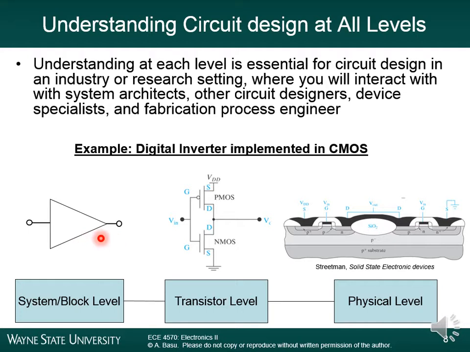What does a digital inverter do? That's right. If you have a high voltage input, it gives a low voltage output. If you have a low voltage input, it gives a high voltage output. This is what it looks like at the block level. And if you go to the transistor level, there are two types of transistors that go into a digital inverter. There's the NMOS device, which is right down here, and then there's a PMOS device, which is up there.